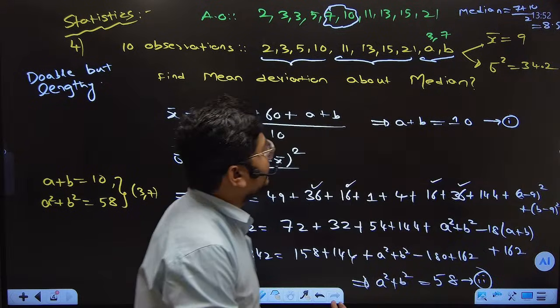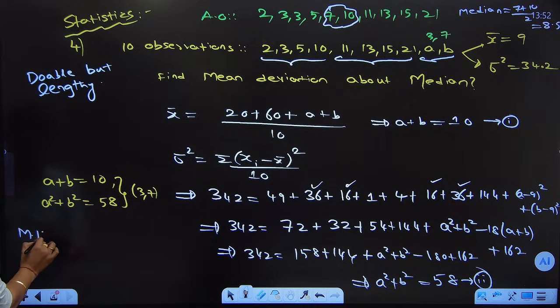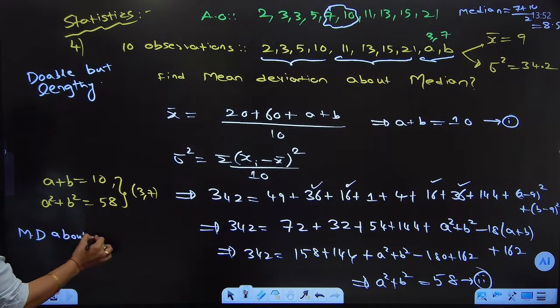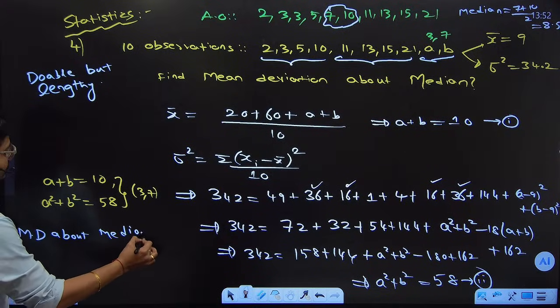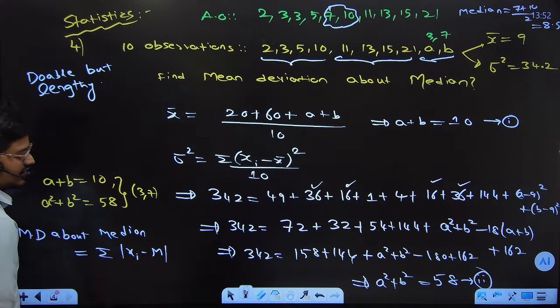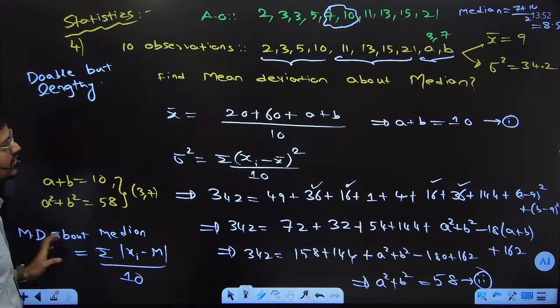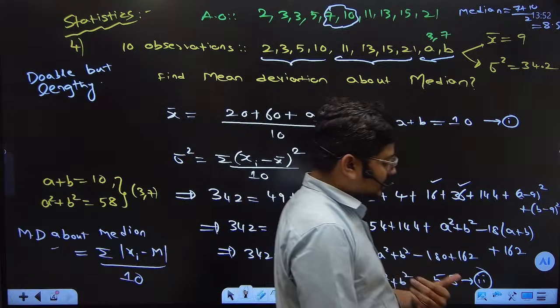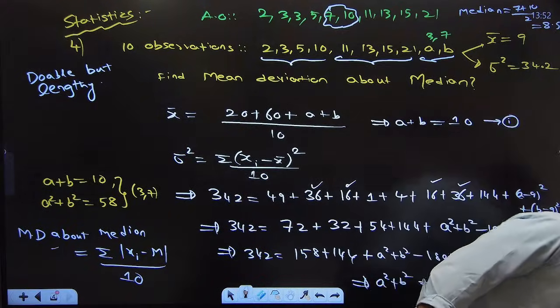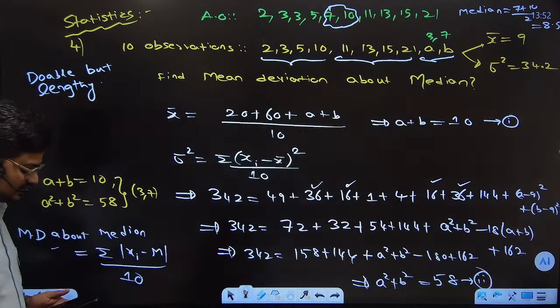Once I got the median as 8.5, they're asking you to calculate the mean deviation about median. The formula is sigma of the absolute value of the difference of each observation from the median, divided by 10. Once you apply this, you'll be able to crack the answer. It's actually a doable question, but lengthy, so you should be careful in the calculation.